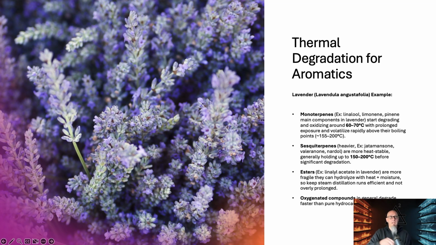All right. Okay. So thermal degradation for aromatics. So this is an example from lavender. So the monoterpenes, they actually start to degrade, and they start to degrade at around 60 degrees Celsius. At 70 degrees Celsius with prolonged exposure, it starts to oxidize. That's fun. It volatilizes rapidly above that boiling point as well, right? So roughly 155 to 200 C.